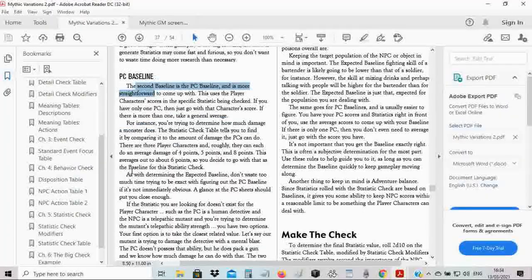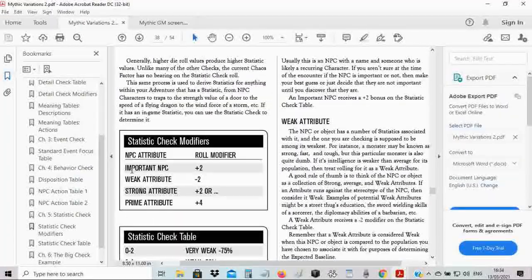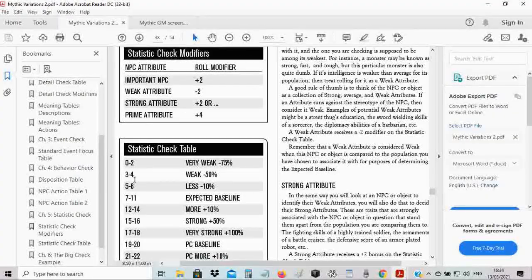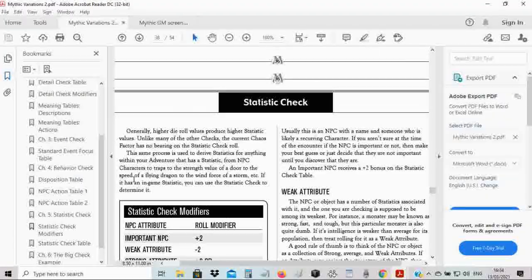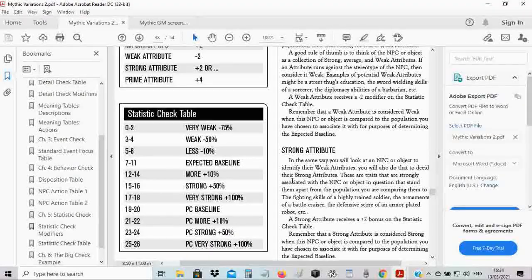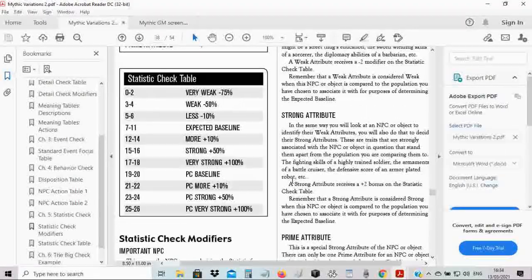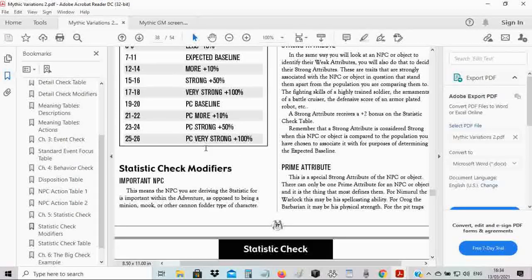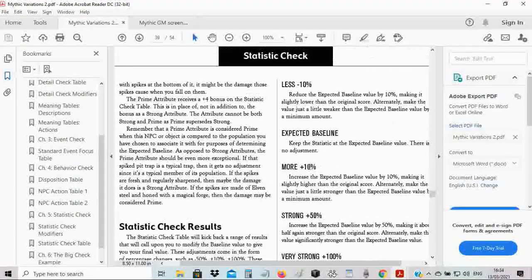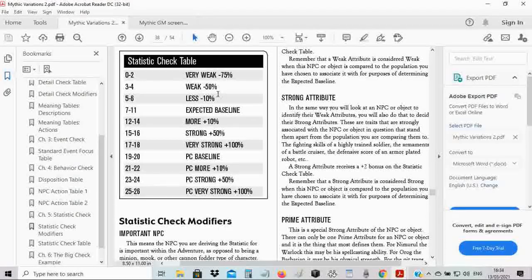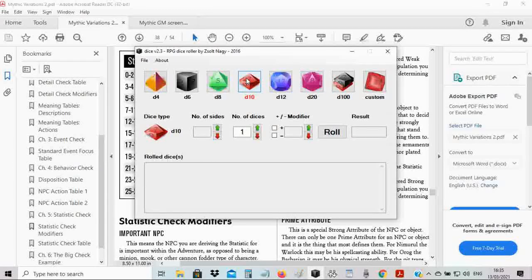So we can determine, is the character hurt? We roll for the attributes to find out if it works. So here we are, a weak attribute. For example, the barbarian attacks the vampire. He's strong, right? So there's a plus 50%. So he attacks the vampire.